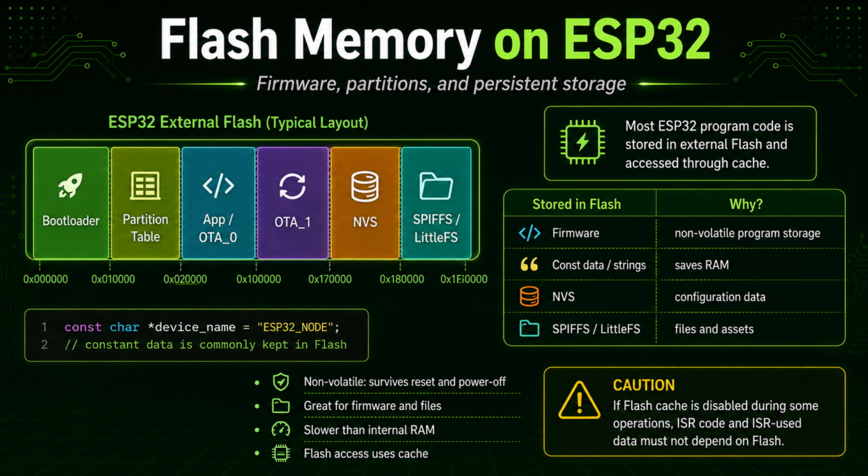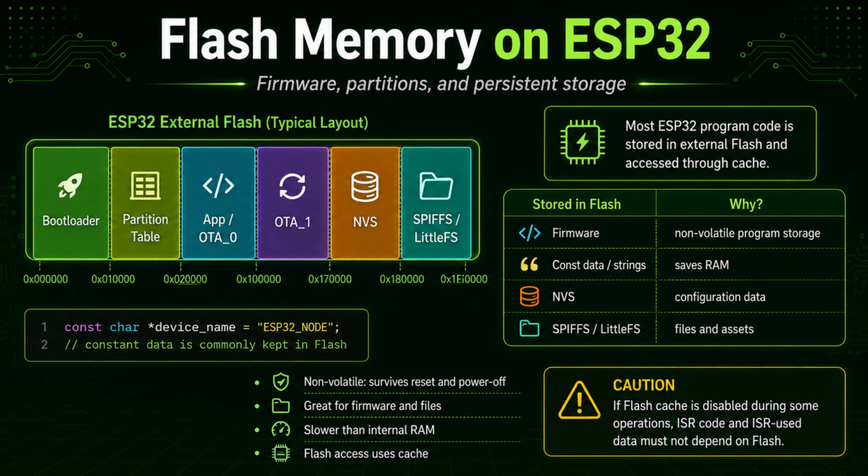Flash can also contain NVS, or non-volatile storage, which is commonly used for configuration values, Wi-Fi credentials, calibration information, and device settings. File systems such as SPIFFS or LittleFS can also be stored inside flash. Constant strings and read-only application data are often stored in flash as well, helping reduce internal RAM consumption.